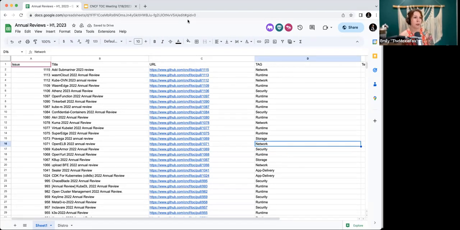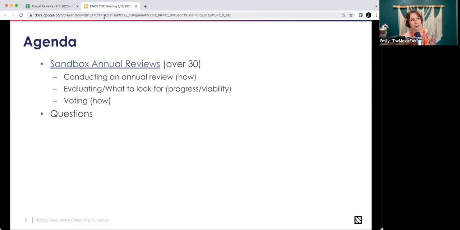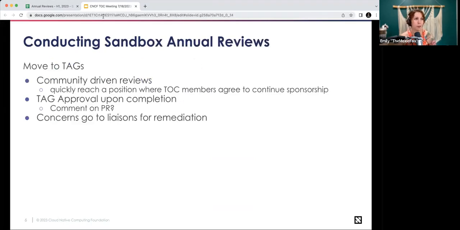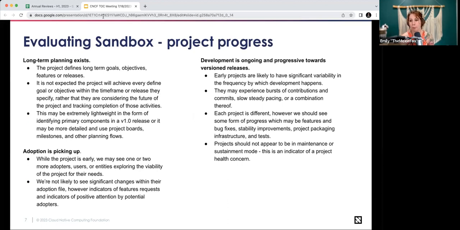So moving back to the how. Based off of previous discussions that we've had with the tags and the TOC and how the TOC has historically reviewed sandbox projects, we've done it at least two different ways. I pulled together some initial discussion areas around what evaluating a sandbox project looks like from an annual review. Thank you, Nikita. There's two slides of this.